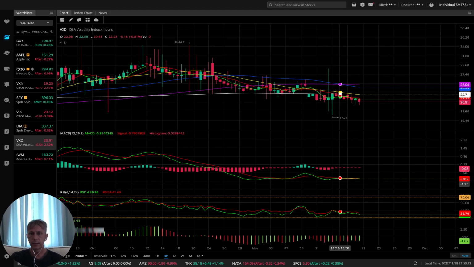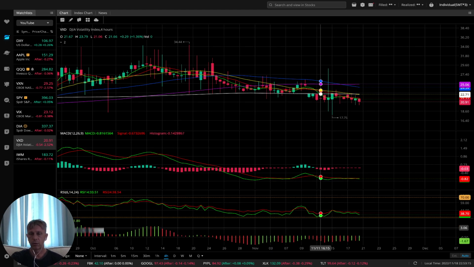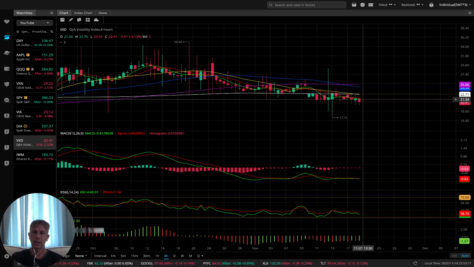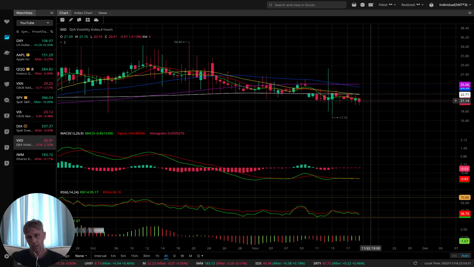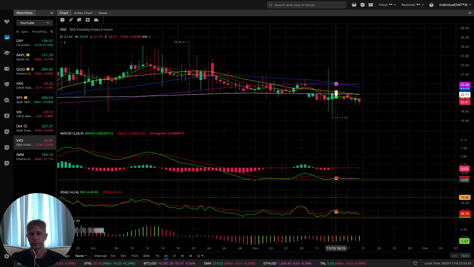On 4 hours, MACD is building bullish divergences on all indicators. The bar is still below all moving averages. Still bearish, but it wants to change direction to bullish on MACD, on all indicators. Bullish divergences.